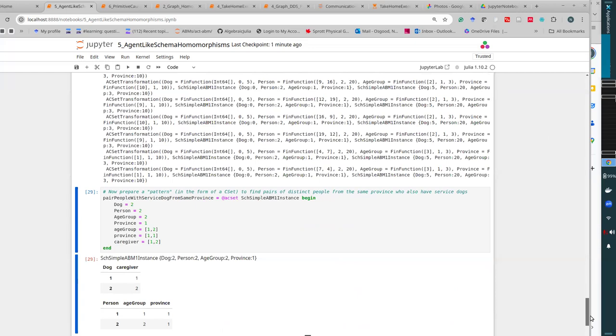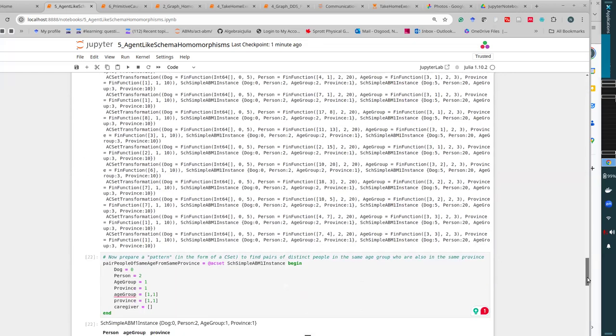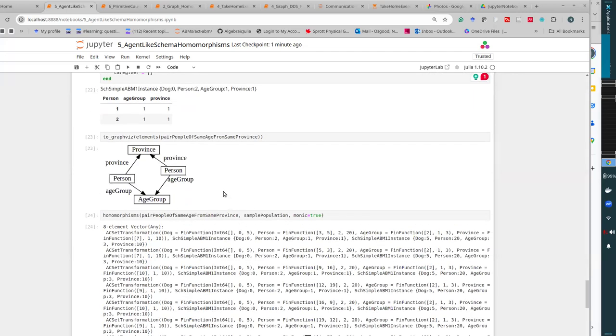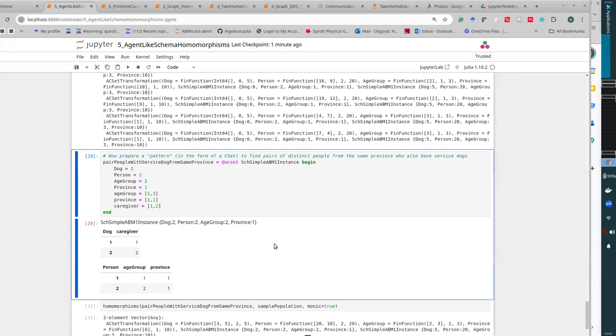Okay, sorry. Okay, wait a minute. That was service dogs. We jumped ahead. I know you want to get there, but okay. Here's the homomorphisms between these. Okay, there it is.